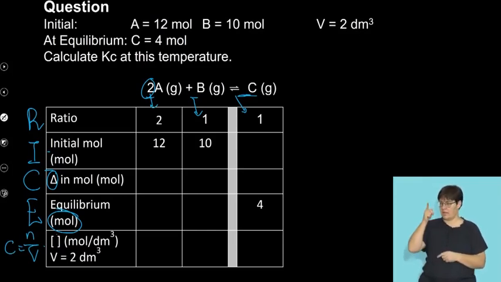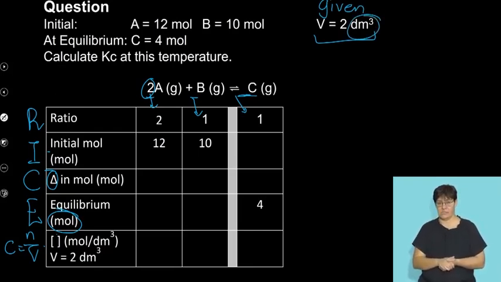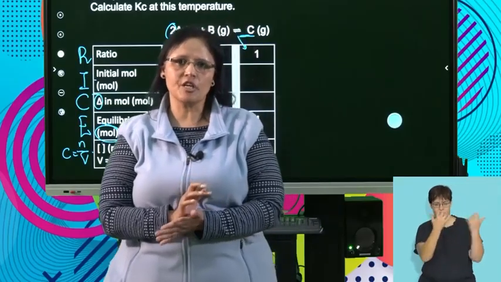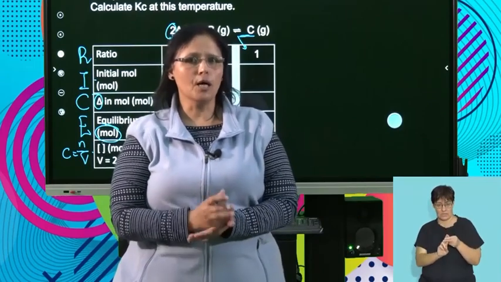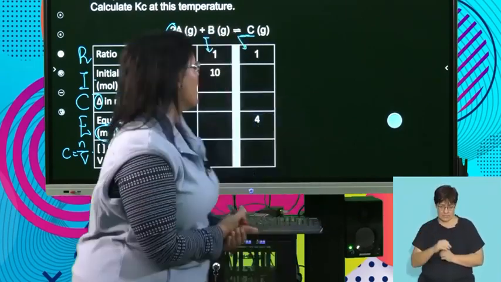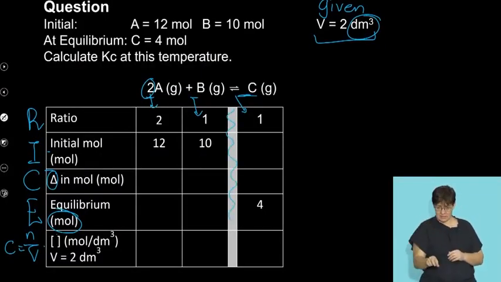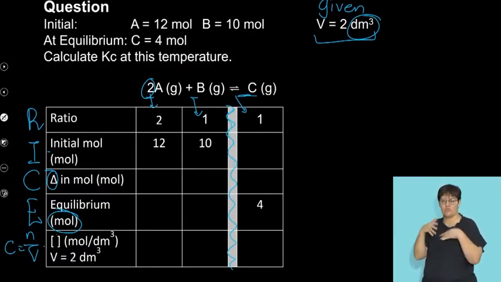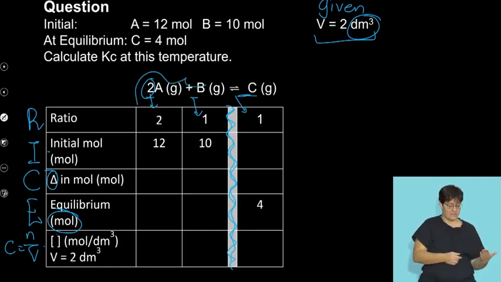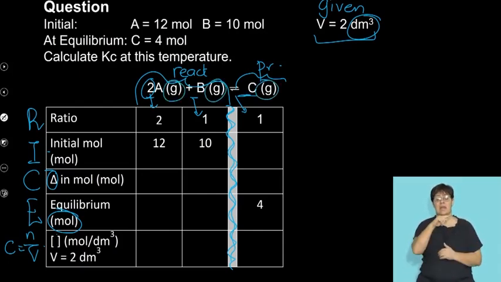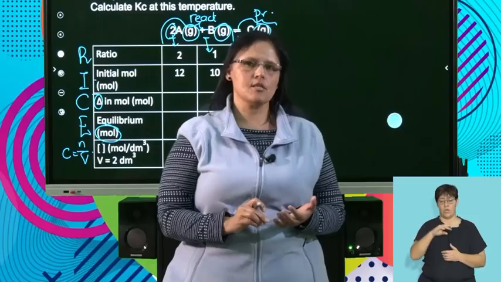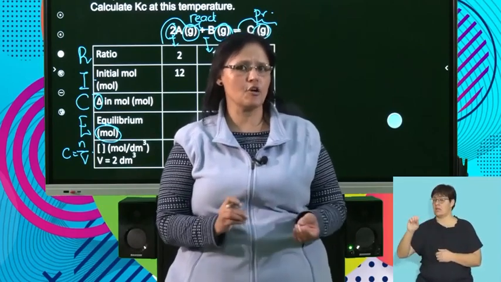Where does V come from? V was given to us, and V is in the correct unit, decimeters cubed. Why do I say it's in the correct unit? Remember, when you work out the concentration, you need to have your volume in decimeters cubed, because your concentration unit is moles per decimeter cubed. Right, are we ready? What's very important is I want you to note this very bold line here. It indicates that whatever is on the left-hand side is my reactants, and whatever is on the right-hand side is my products. I want to focus your attention again that we only use gases or aqueous solutions when we work out the Kc. We do not use liquids and solids.